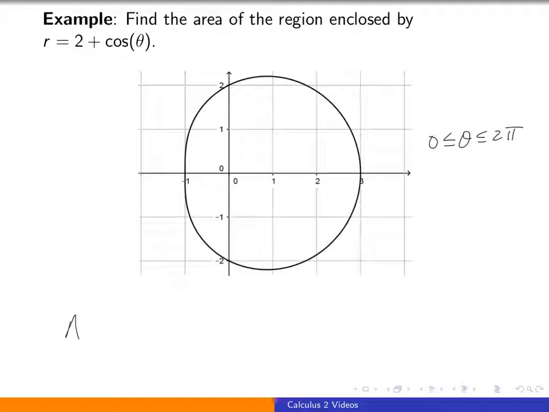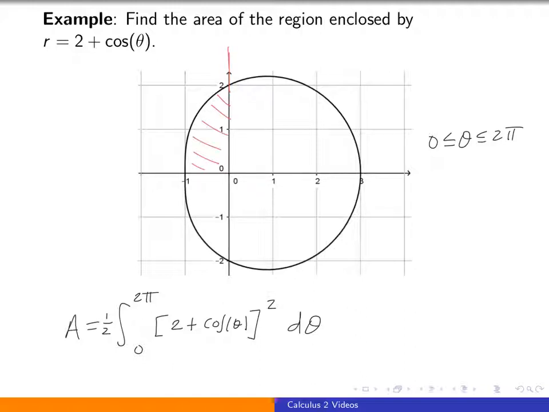So the value of that area would be the definite integral over how the theta values vary, 0 to 2 pi, and what we integrate is 1/2 the function of theta squared, so r squared, (2 plus cosine theta) squared d theta. And just as an observation, if we wanted to find just the area enclosed in the second quadrant, we would integrate from pi over 2 to pi. As you change those theta values, you get these different pizza slice shapes from the region.